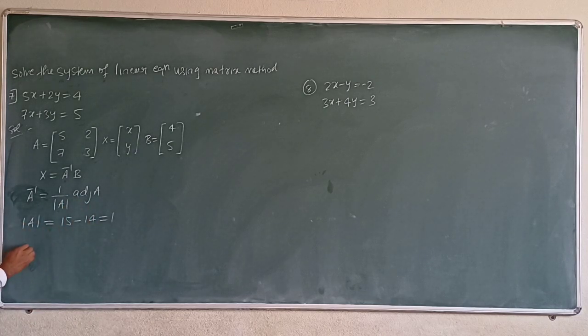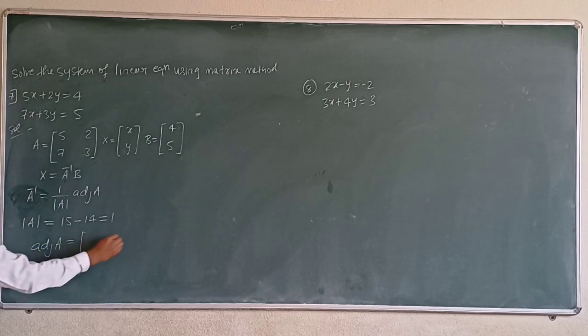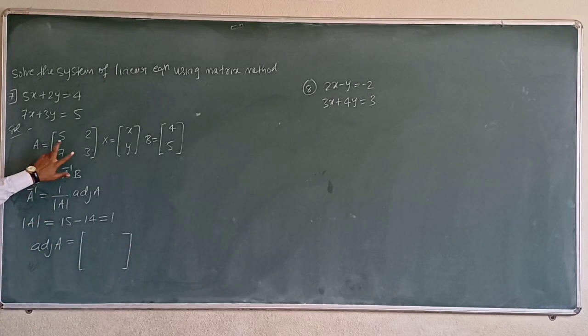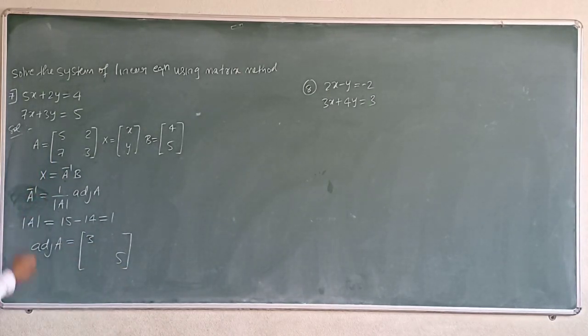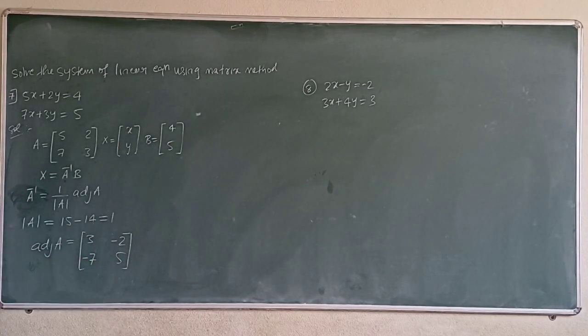Right. So therefore take the adjoint also. Adjoint of A is equal to: interchange the diagonals here. 5 3 interchange, it becomes 3 5. Right. Apply the signs here. Plus 2 becomes minus 2, plus 7 becomes minus 7. Now it is the adjoint of A.